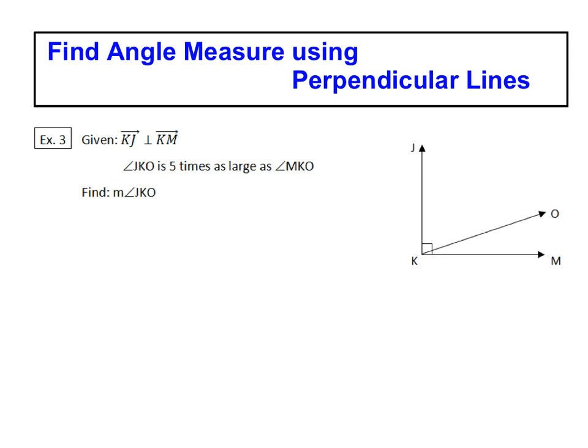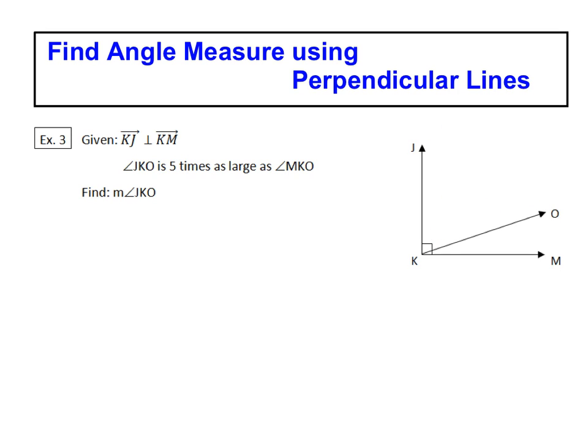And then here's the part that we need to make sure we understand. It says angle JKO is 5 times as large as angle MKO. So here's JKO, it's 5 times as large as MKO. And we have to find the measure of angle JKO.